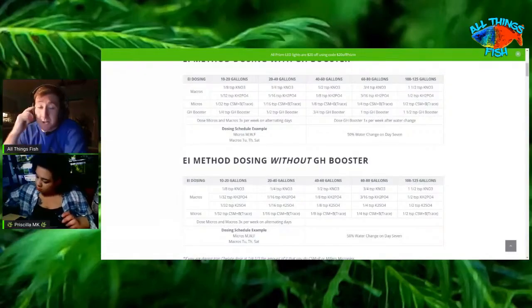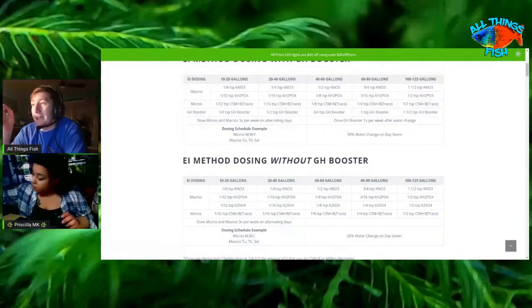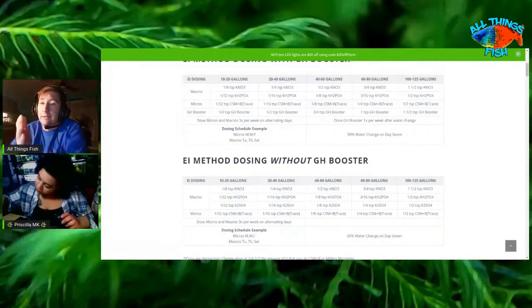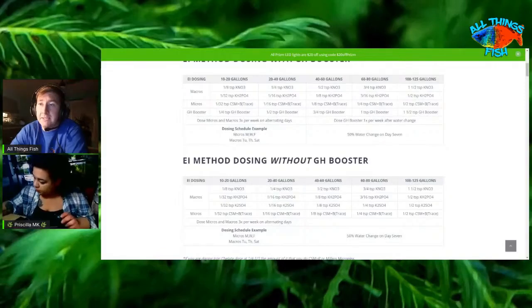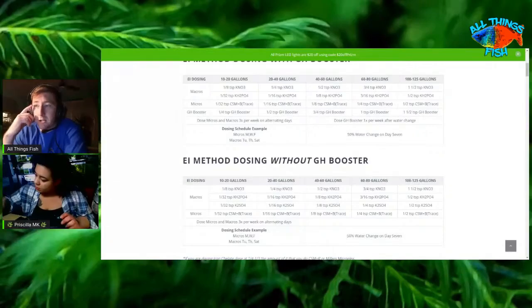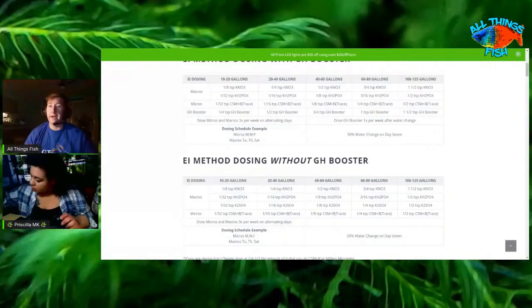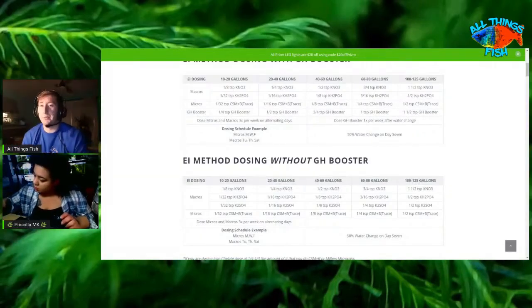So my personal setup is I do a water change on Sunday. I dose my macros Monday, micros Tuesday, and so on through Friday. So I'll dose for 6 days, and then Saturday, I do not dose the tank at all. I let it consume whatever nutrients are left in the water column. Sunday, with the Estimative Index, you'll generally do a 50% water change and reset your parameters.